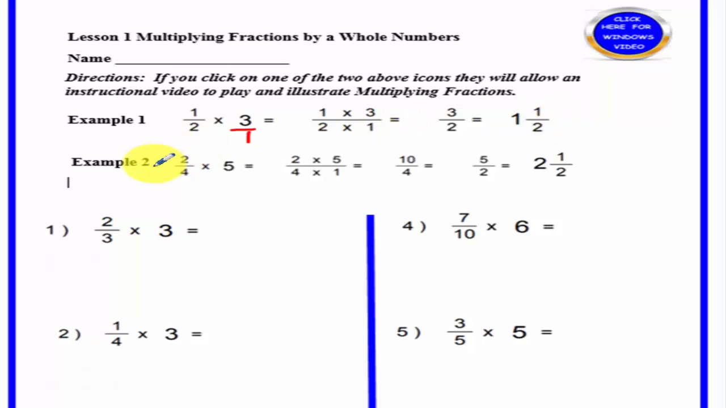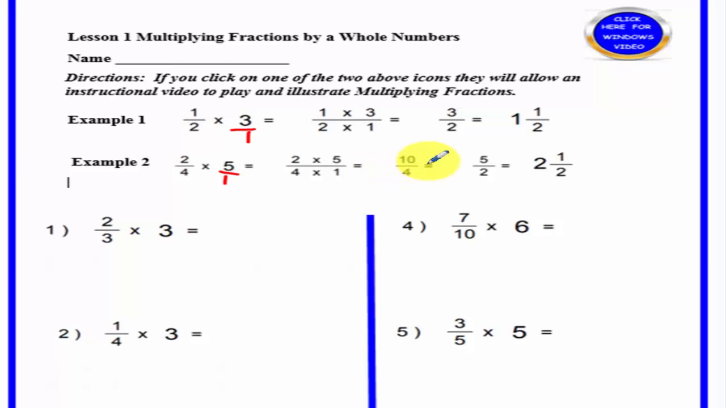That was pretty easy. Let's look at number 2. 2/4 times 5. Again, make that a fraction. Put the 5 over 1. 2/4 times 5 over 1. 2 times 5 is 10. And 4 times 1 is 4.